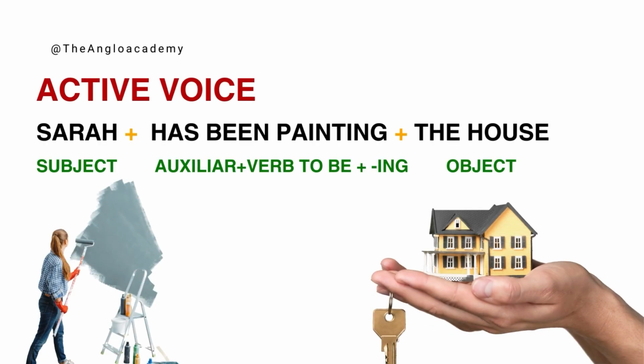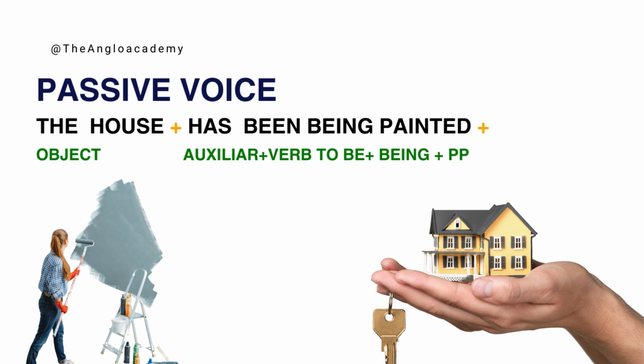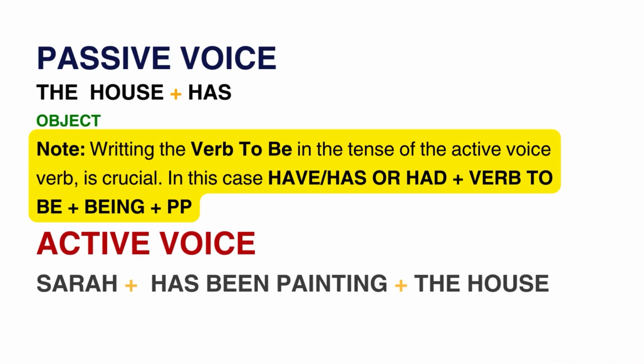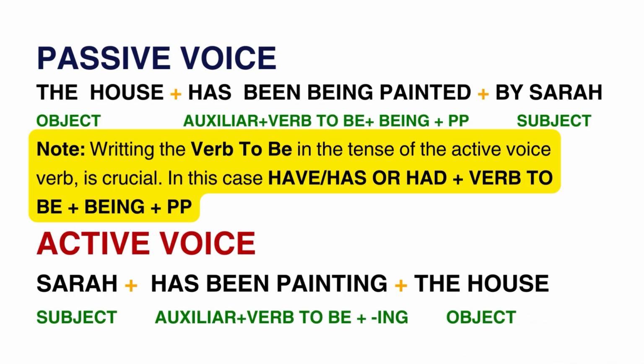And now let's go for the present perfect continuous. For example, Sarah has been painting the house. Okay, it's exactly the same. The house has been being painted by Sarah. As you see, we only have to add the being when we have an ing sentence or a continuous sentence. And that's mostly it. Now, it's your turn.